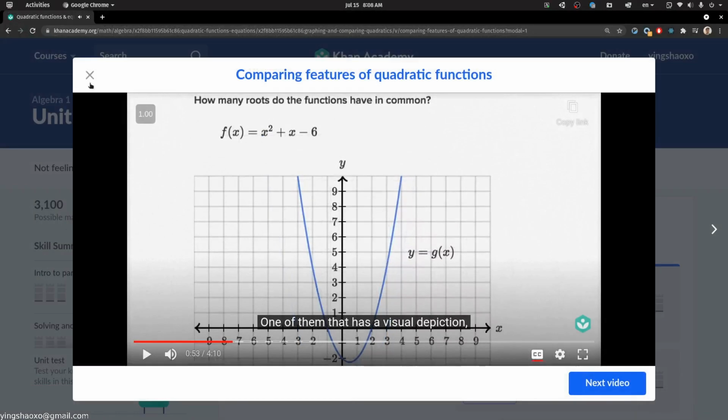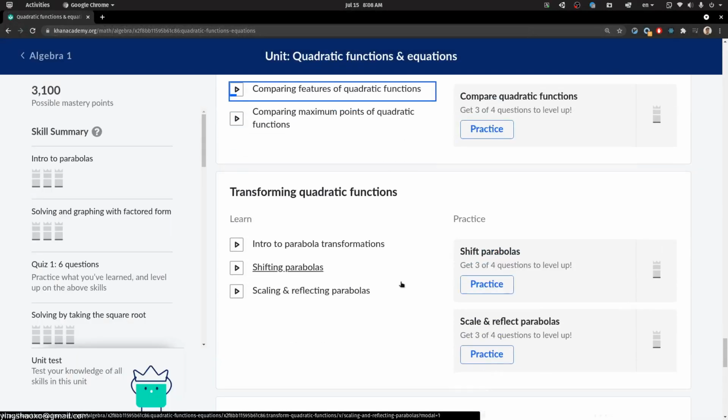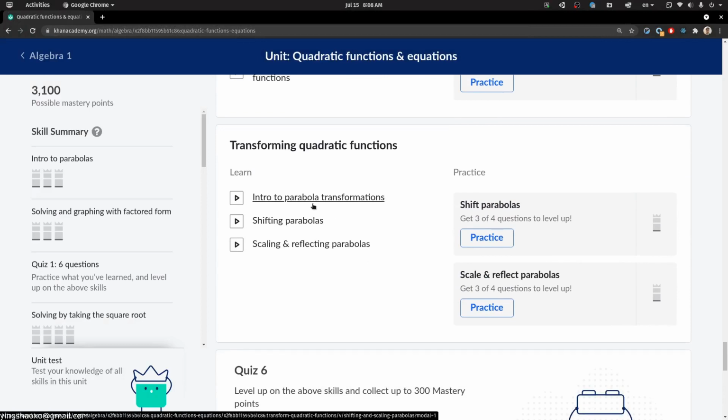One of them that's... This is tedious. I don't think that we need to go through it. Then let's have a look at this one.